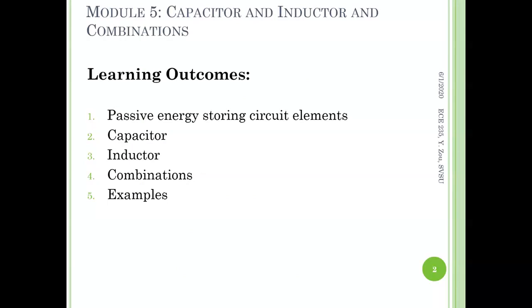Today we will continue our lecture by talking about the next module, which is Module 5, Capacitor, Inductor, and their combinations. From this module we will first learn the passive energy storing circuit elements, which are nothing but capacitor and inductor. Then we will learn the details about capacitor and inductor, and then their combinations to see how to find the total equivalent capacitance or inductance. At last, we will go through some examples to practice and assess our understanding.